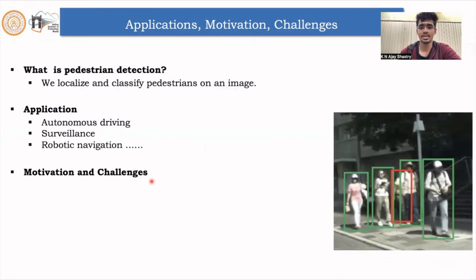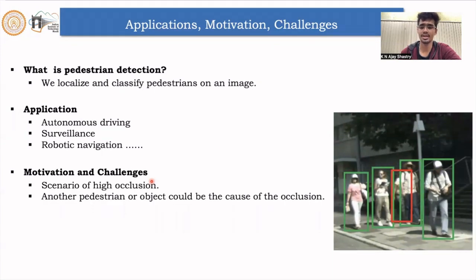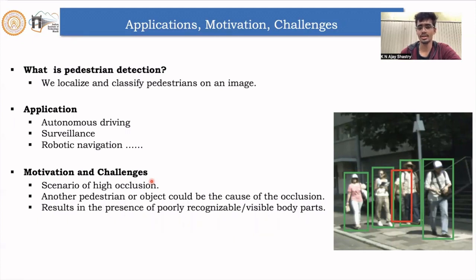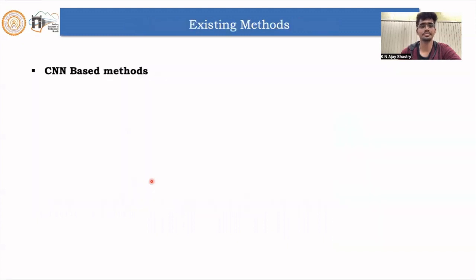Detecting pedestrians in scenarios of high occlusion is very challenging. The pedestrian can be occluded by another pedestrian or by another object. And when the pedestrians are very highly occluded, most of their body parts are not clearly visible, causing the network to fail. People have tried solving this problem using existing CNN based methods, or convolutional neural networks.